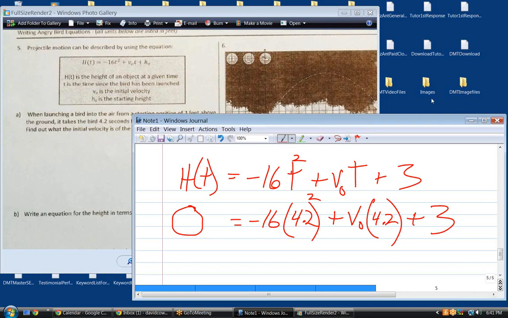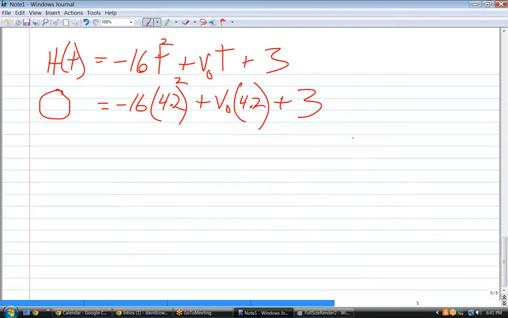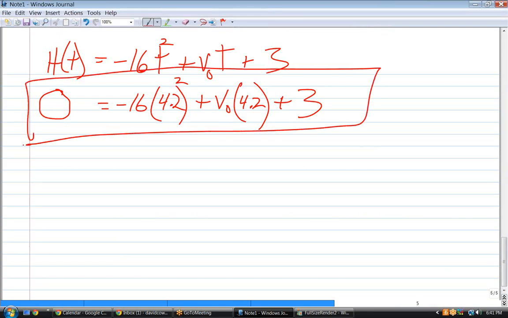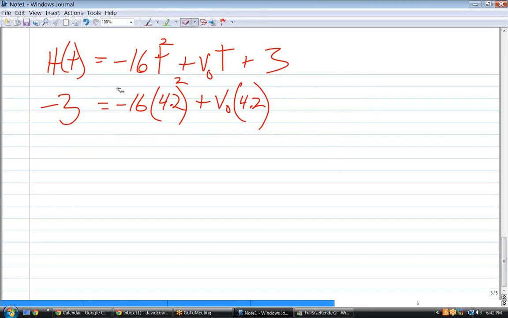So now we just have to solve this for v sub 0. So let's practice your algebra here, Taryn. How do I solve that for v? Trying to isolate this. Subtract 3 from both sides. Okay, that's a good start. Now what?